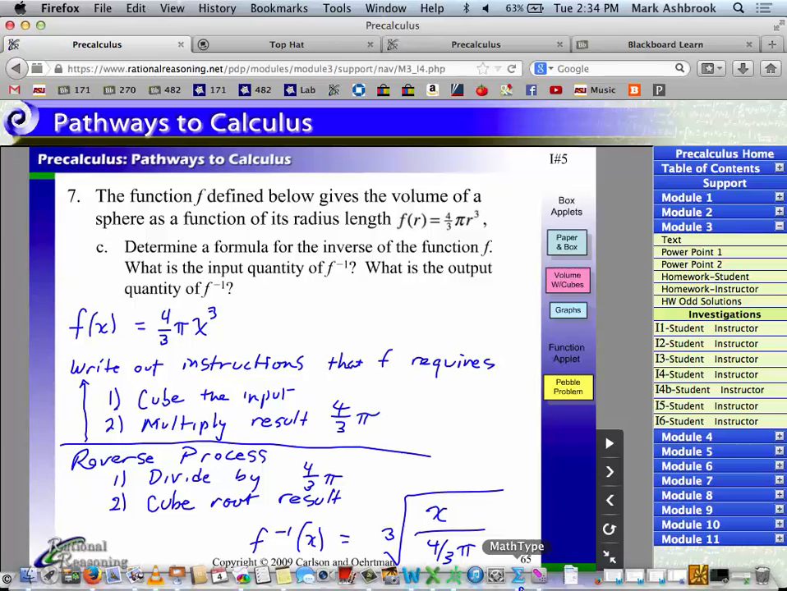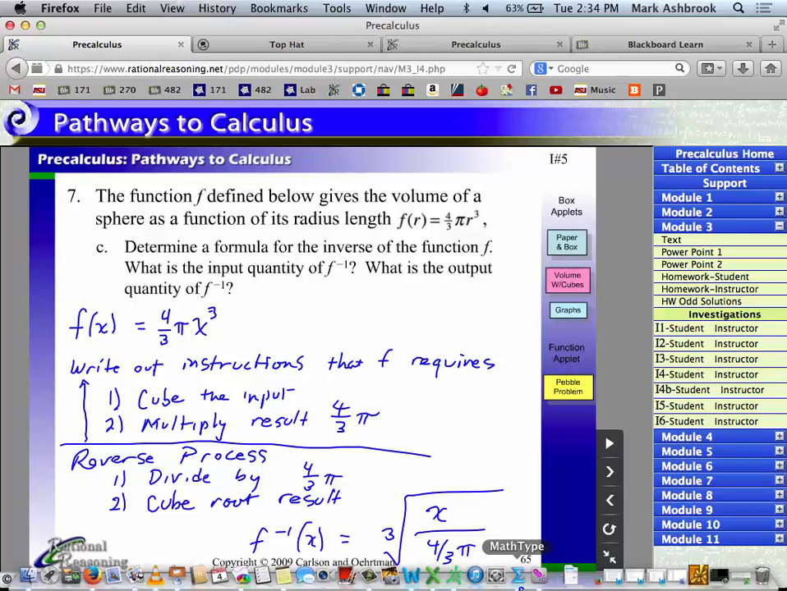So you just write out the instructions that the original function is telling you to do to the input, and then write out what it would mean to roll that back, reverse it. And then once you've got that set of instructions, write it out mathematically. And that's your inverse function.